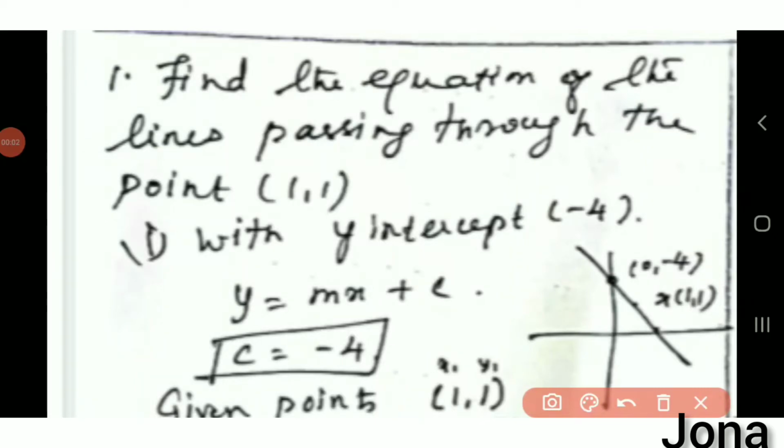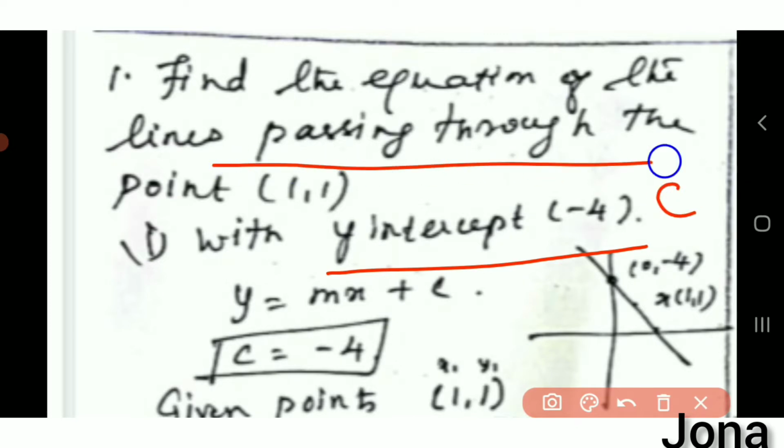Exercise 6.2, first problem. Find the equation of the lines passing through the point (1, 1) with y-intercept minus 4. Here it's clearly given y-intercept. It's nothing but c. And here it is given the line passing through the point (1, 1), so that is nothing but x1, y1.